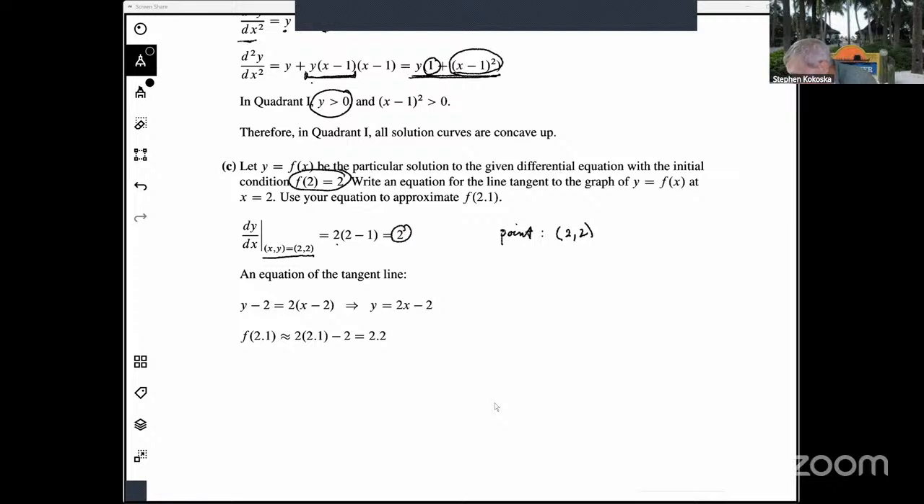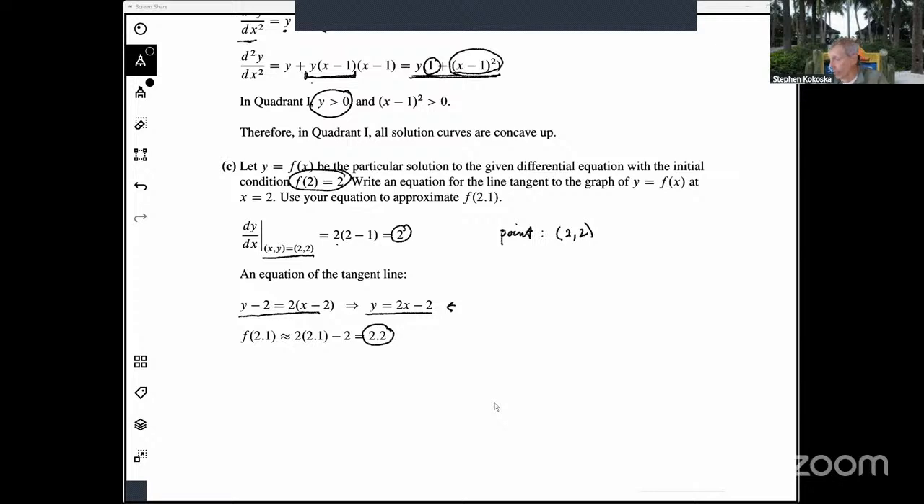So here's an equation of the tangent line, and I rewrote this in slope-intercept form. Okay, so I'm going to use the equation of the tangent line to approximate the value of the function at 2.1. That simply means, okay, that's my linear approximation. I'm going to let x be equal to 2.1. I'm going to plug that in. When I do that, I got 2.2. That's my approximation to the value of the function.